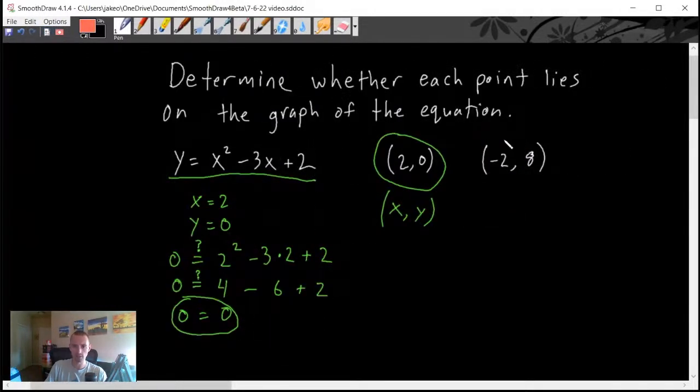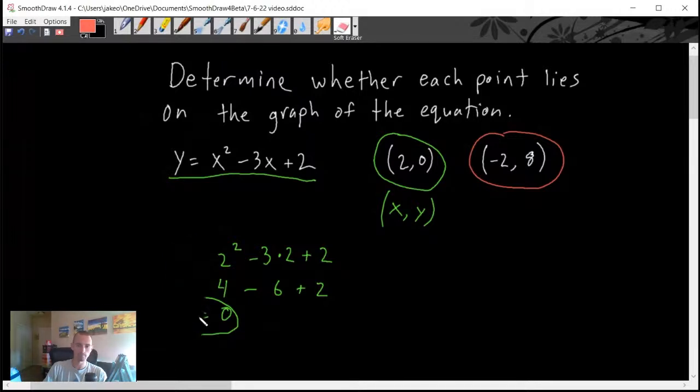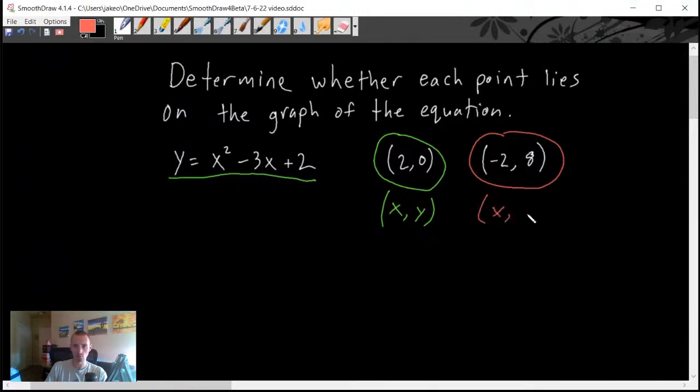So let's go ahead and do this second point now. Again, we basically just want to go to our equation, y equals x squared minus 3x plus 2. In this case, you're always just going to think of this as an xy pair. So xy. Negative 2 is x, so x equals negative 2. 8 is y, y equals 8. And then we're just going to go to our equation and replace all of our x's with negative 2's, all of our y's with 8.